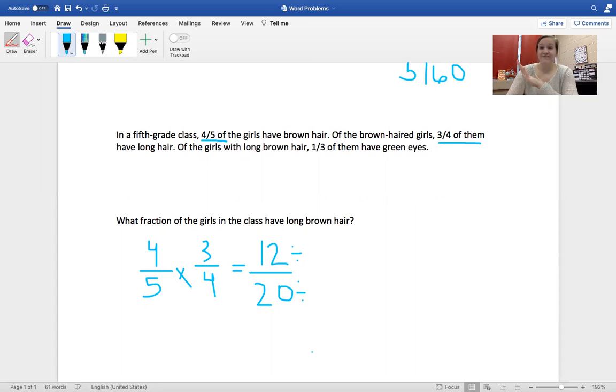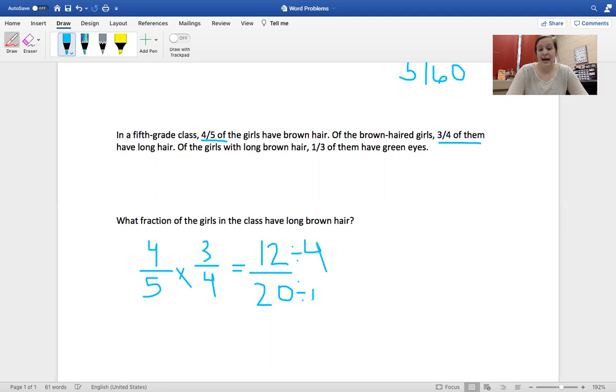5, no. 12 is not divisible by 5. 12 is divisible by 6, but 20 isn't. Neither of them are divisible by 7. Neither are divisible by 8 or 9. 20 is divisible by 10, but 12 is not. Neither of those numbers are divisible by 11. And 12 is divisible by 12, but 20 is not. So the biggest number I had was 4.